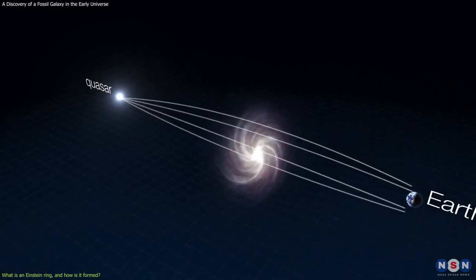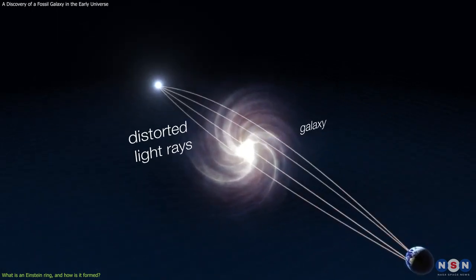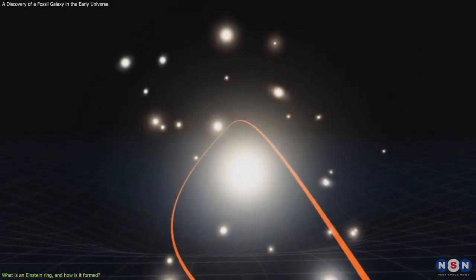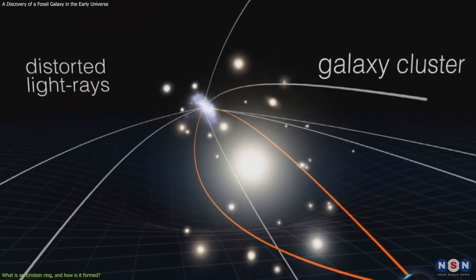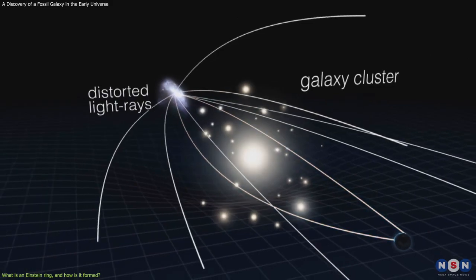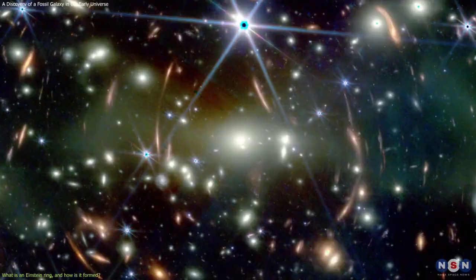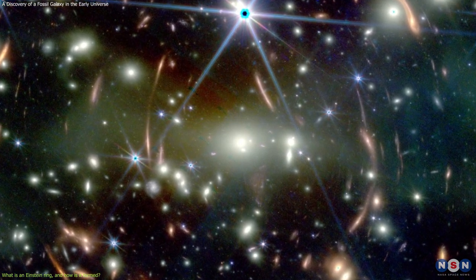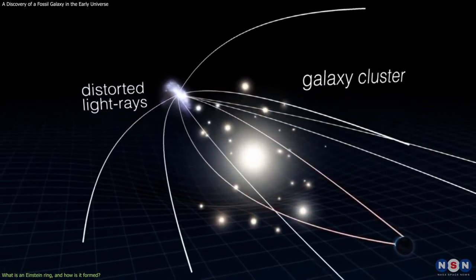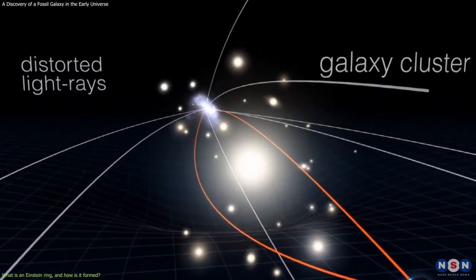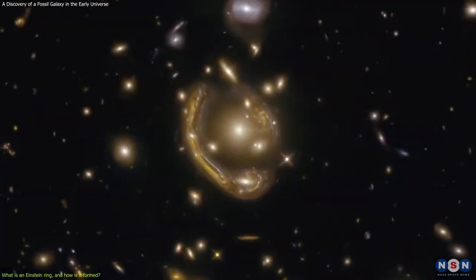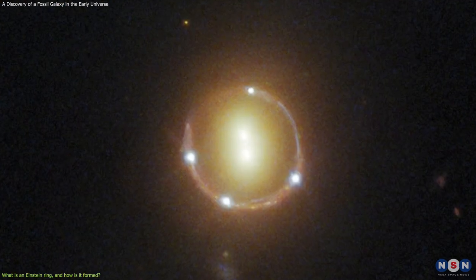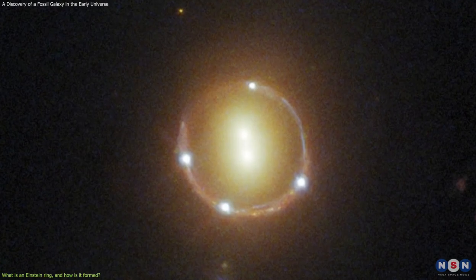Now imagine that there are two galaxies aligned along our line of sight, one closer to us and one farther away. The closer galaxy acts as a lens, bending the light from the farther galaxy. Depending on the mass, distance, and alignment of the two galaxies, the light from the farther galaxy can be distorted, magnified, or split into multiple images. In some rare cases, when the two galaxies are perfectly aligned, the light from the farther galaxy can form a ring around the closer galaxy. This is called an Einstein ring, and it is one of the most beautiful and fascinating phenomena in the universe.